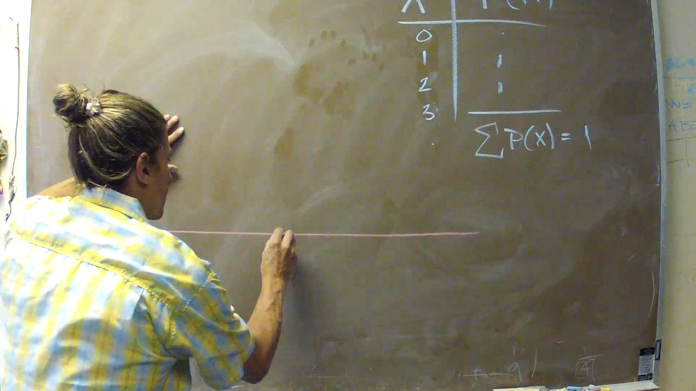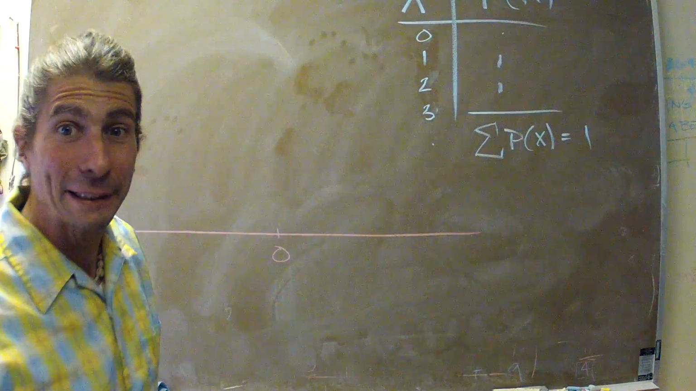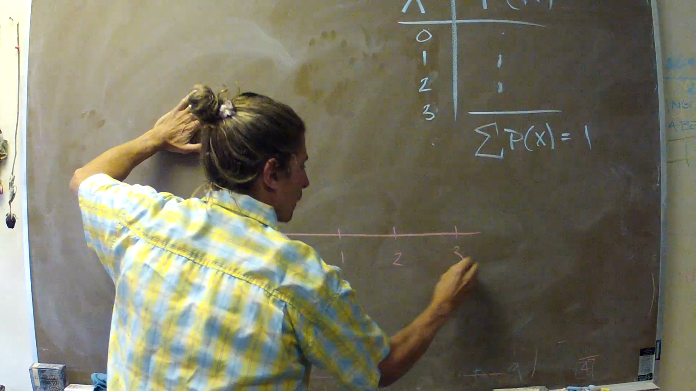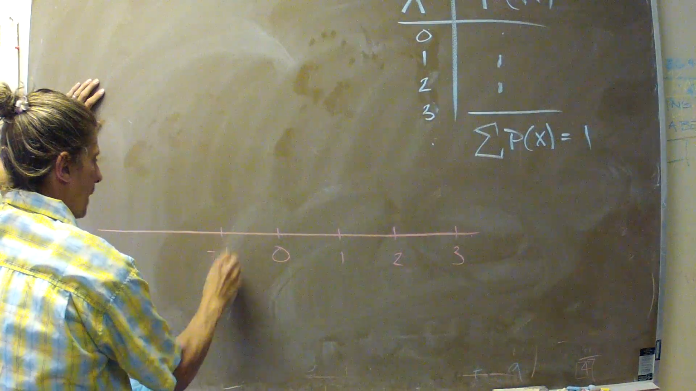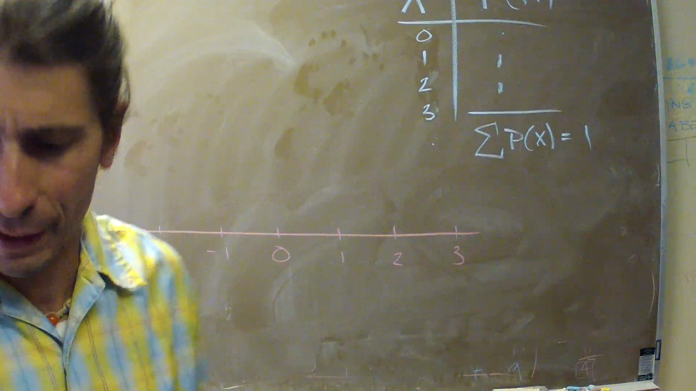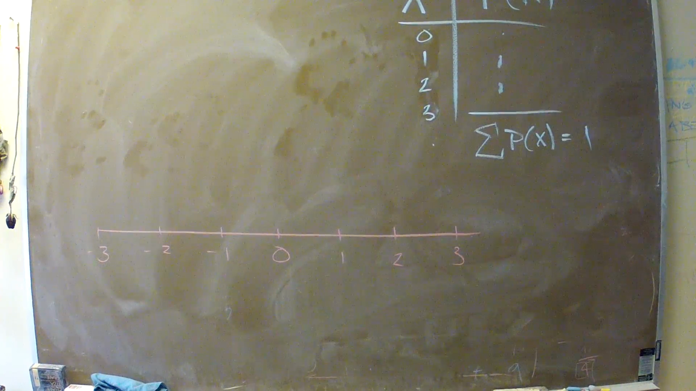Now I'm going to put 0 in the middle here. You'll see why momentarily. And I'm going to label some numbers out here on the axis: 1, 2, and 3, -1, -2, and -3. You'll see why I'm doing this in a second. I also want to make sure you can see that okay. Yeah, you can see that okay.